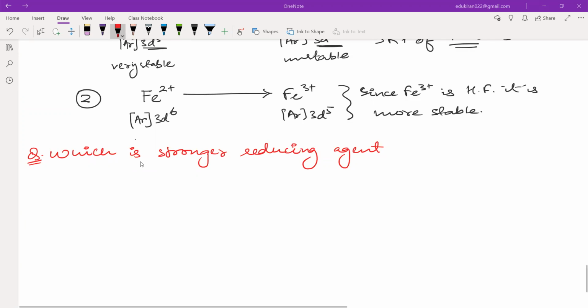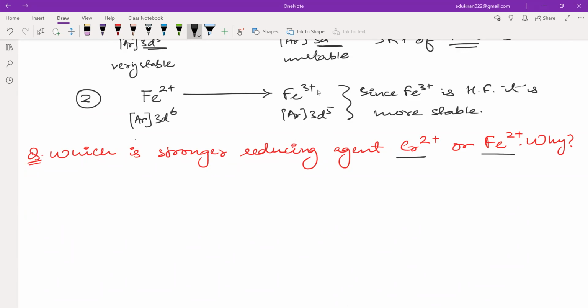Okay, Fatima. Which is the stronger reducing agent, Cr2+ or Fe2+? And the question is why? Now here you have to first of all write the reduction reaction. Okay, the reducing agent. So you will write the Cr2+ and Fe2+.